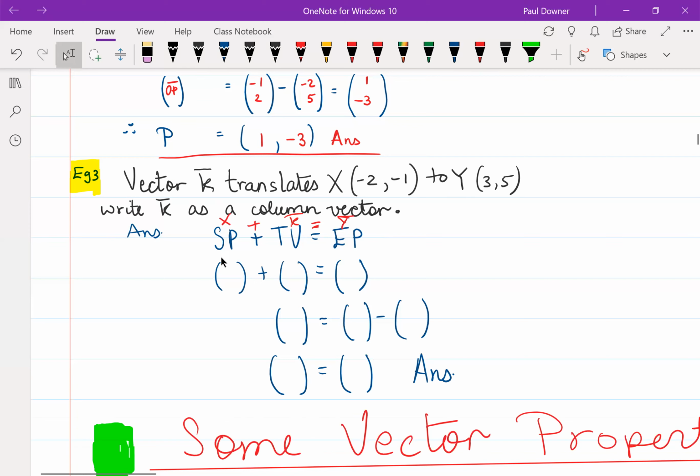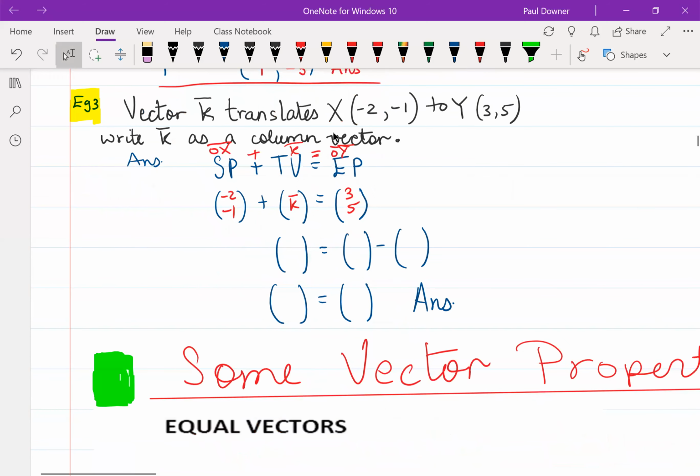Right? So let's remember that that has to be OX and this has to be OY because position vectors. So what are we going to use for OX? We're going to use minus 2, minus 1. Translation vector, well, that's K. We don't know what that is yet. So I'm just going to put back K. And for OY, that'll be 3, 5 written vertically like this. Okay.